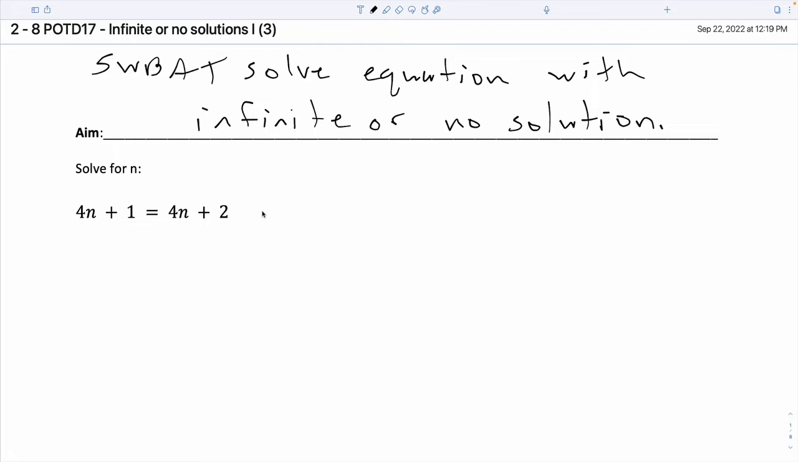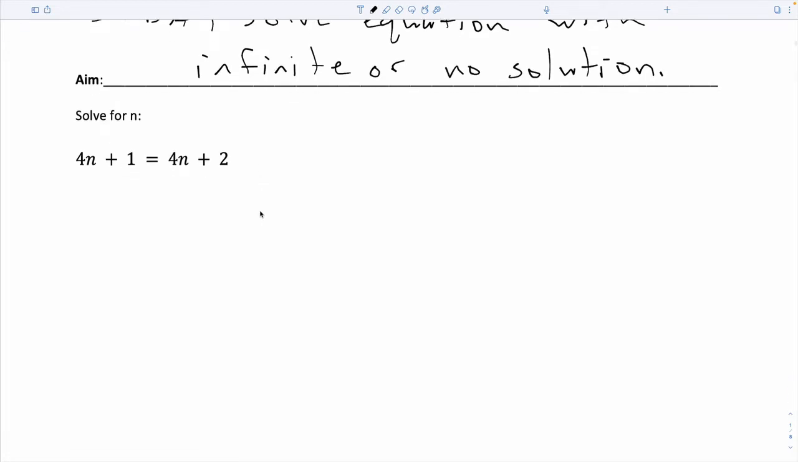Something smells really weird about this problem. Pause where you're at. 4n plus 1 equals 4n plus 2. Let's just start breaking it apart like we normally do. You may have noticed something is really weird. Give me your first step, Mackenzie.